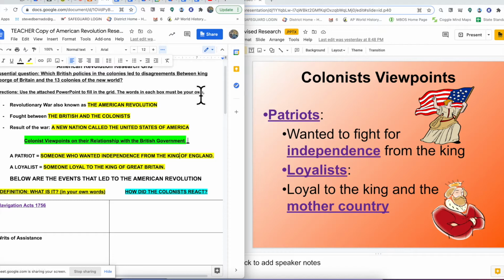Now, we're going to take a look at these British policies, these British rules and laws that were put onto the 13 colonies. Some believed were fair, some believed were very unfair. So we're going to look at the policy, and then we're going to look at how colonists reacted.